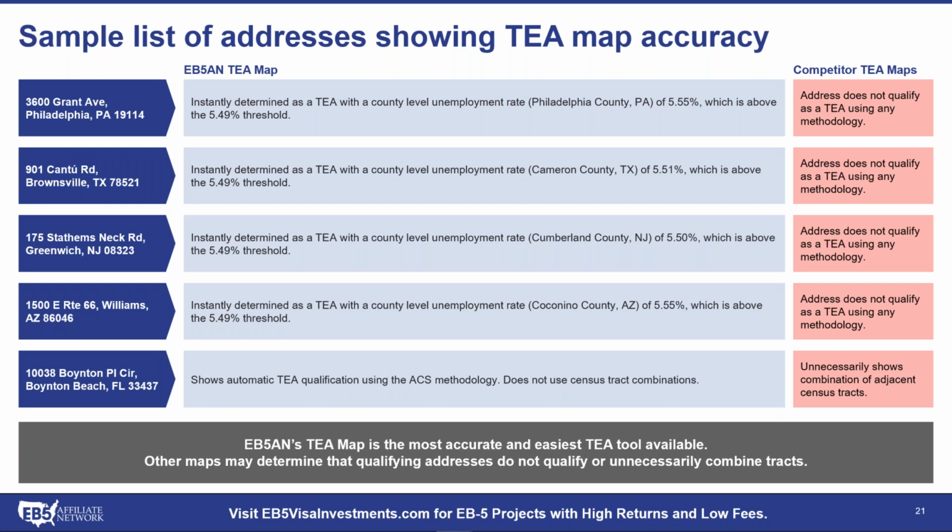What I was mentioning earlier again: sites that are going to qualify on our map, but may not qualify on another map that is not rounding to 2 decimal points. These are several examples of actual EB-5 project sites where that actually matters, and where those sites are not going to qualify on a competitor map, but they will using our map.